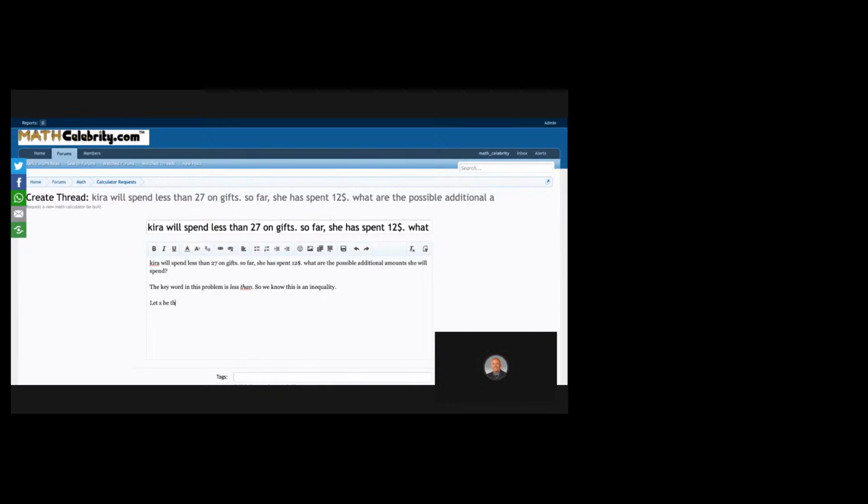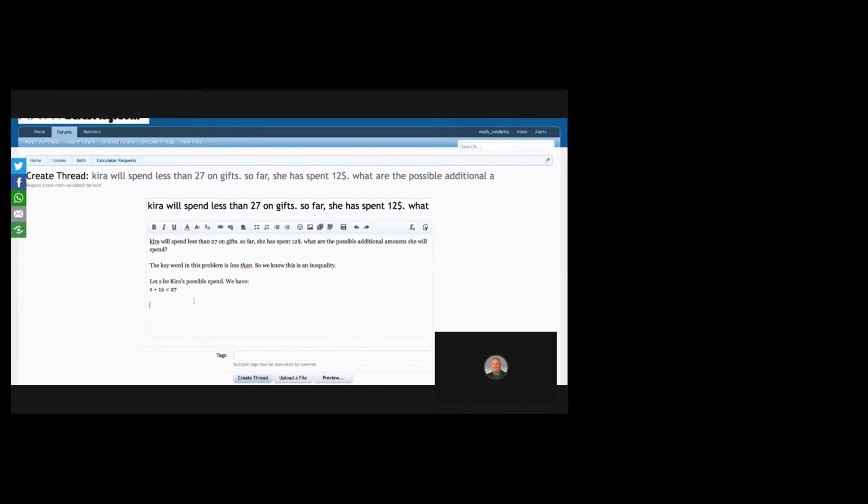Let S be Kira's possible spend. We have S is less than 27. So S plus 12, she's already spent 12, is less than 27. So she will not spend up to 27. It's got to be less than 27, meaning like 26.99. So we don't have an equal sign here because we're not including 27. This is what we're given.